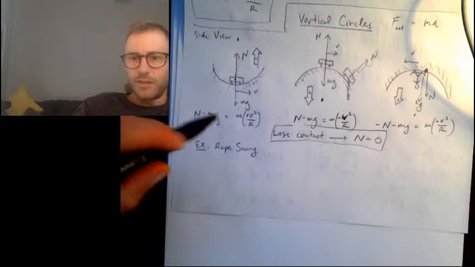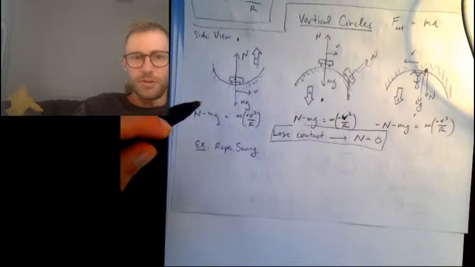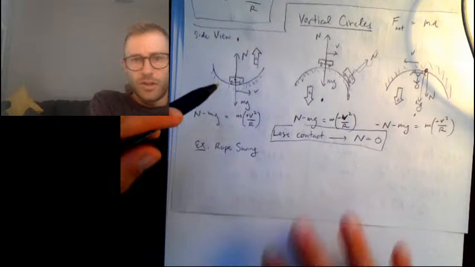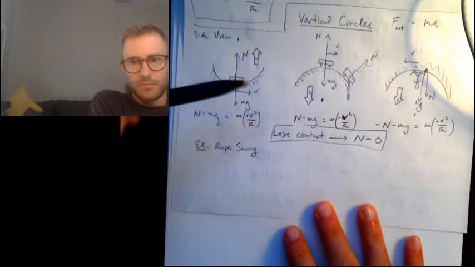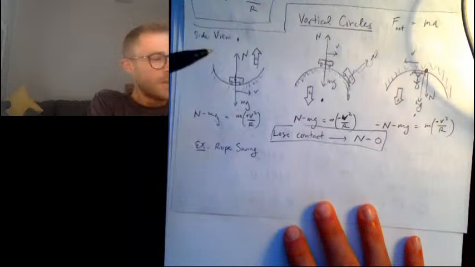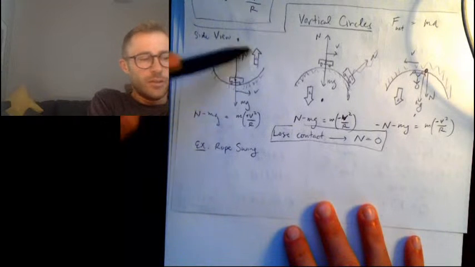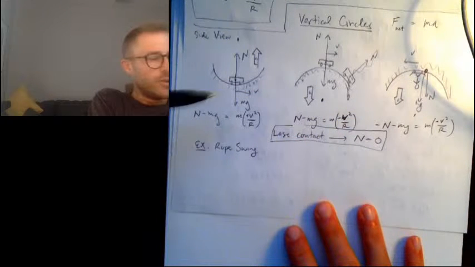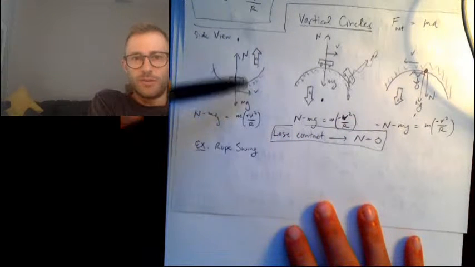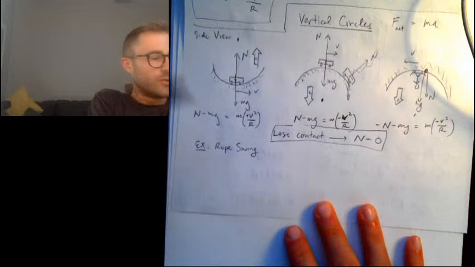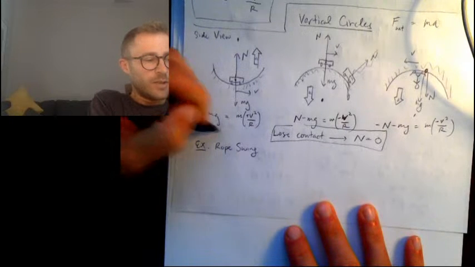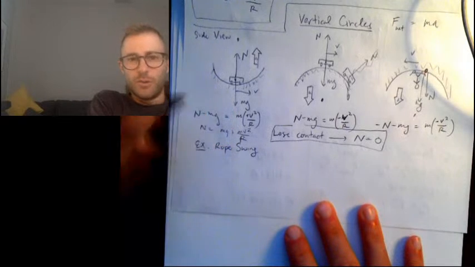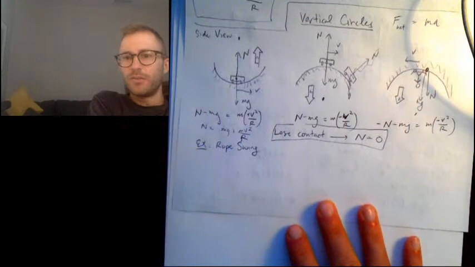Can you lose contact if you are going too slow up a hill? No, you can't. It's only once you go over the top. All right. So, it would either be this scenario or this scenario. Here you have to have a normal force that's not equal to 0. If you solve for the normal force here, you get N equals mg plus mv squared over r. So the normal force is you're adding two positive numbers together.